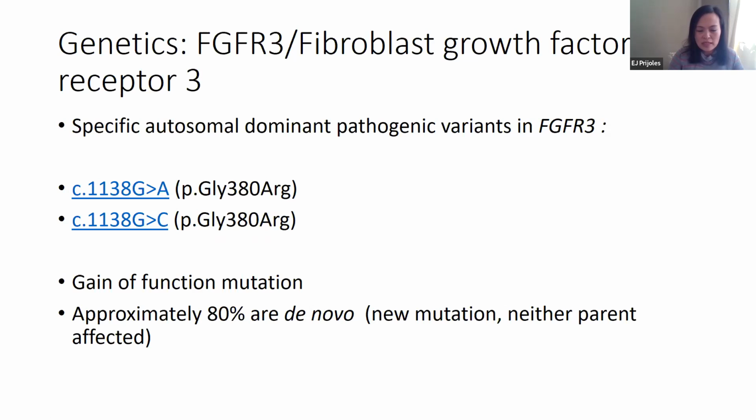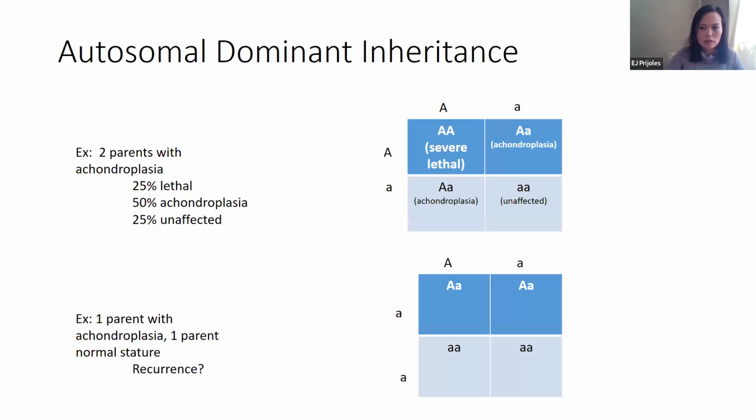So most individuals with achondroplasia, 80%, have this condition as a de novo change. So neither parent is affected. It's nothing that the parent did or didn't do to cause this change, but a sporadic change causing achondroplasia. But we do know that in some cases, individuals do pass on the condition to a child.